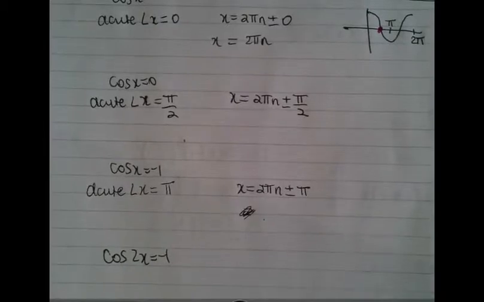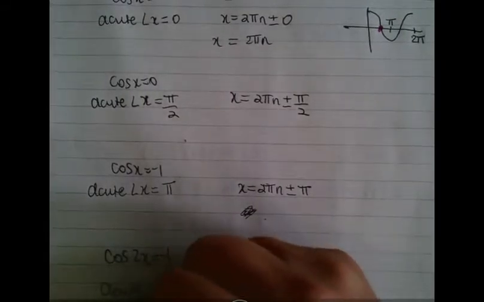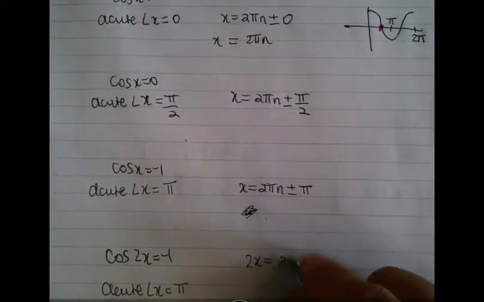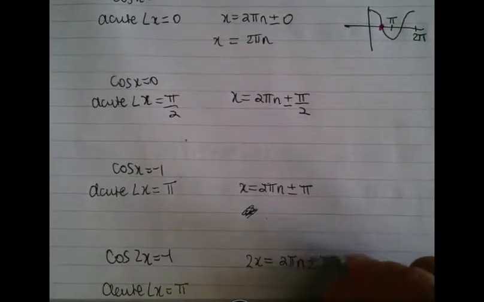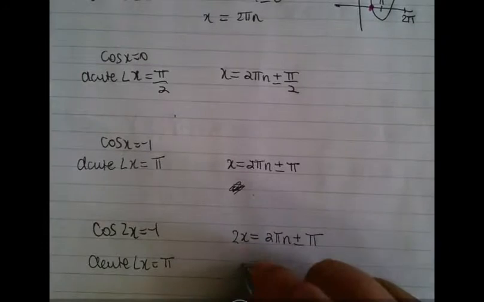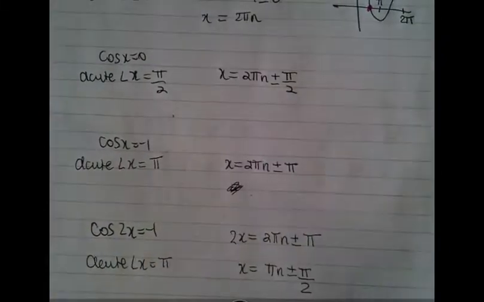What are you going to do with the next one? Just the same again. Acute angle x will be pi. So we just get that 2x is 2 pi n plus or minus pi. And we just divide by 2. So x is pi n plus or minus pi on 2.